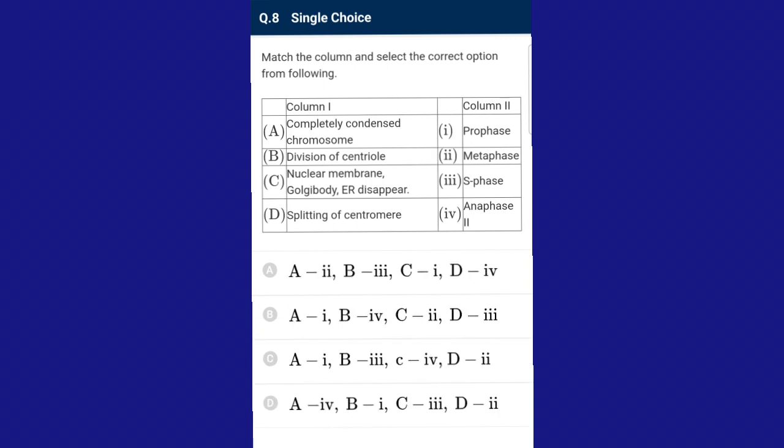Question number 8. Match the following. See column 1. First, option A. Completely condensed chromosome is seen during metaphase. See B. Division of centriole takes place during S phase. Then the nuclear membrane, Golgi body, and endoplasmic reticulum disappear during prophase. Splitting of centromere takes place during anaphase. So the correctly matching option is option A.